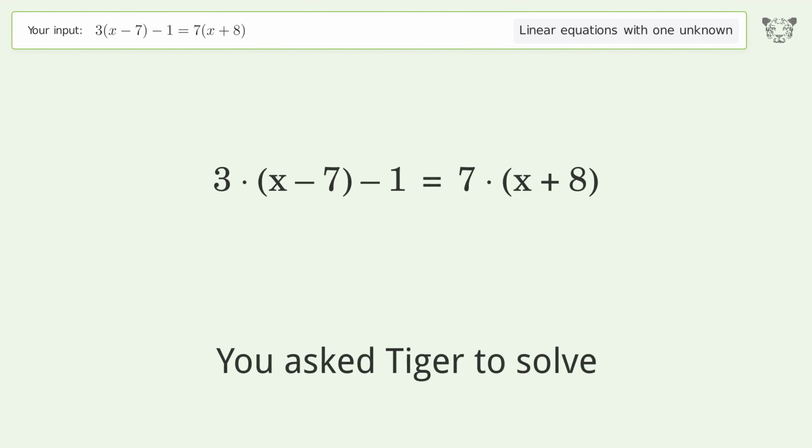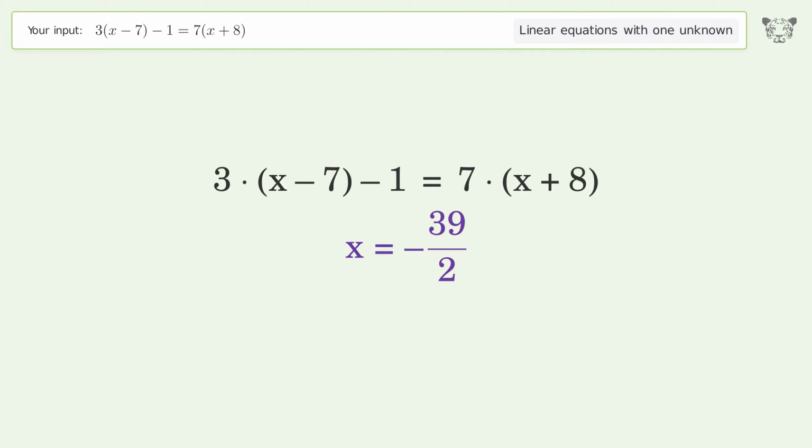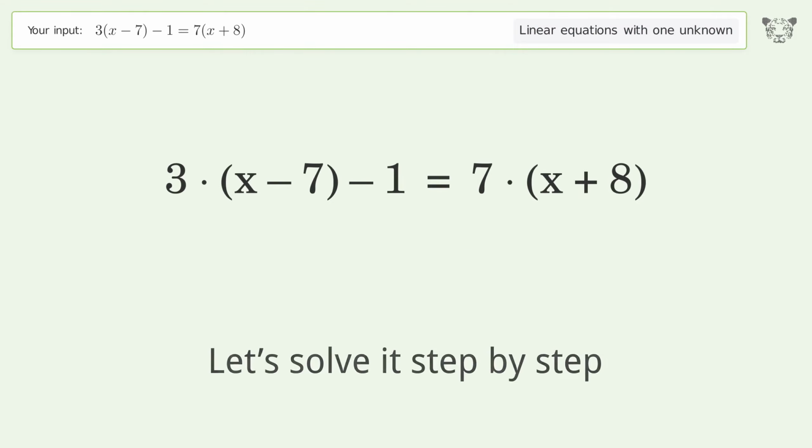You asked to solve this. This deals with linear equations with one unknown. The final result is x equals -39/2. Let's solve it step by step.